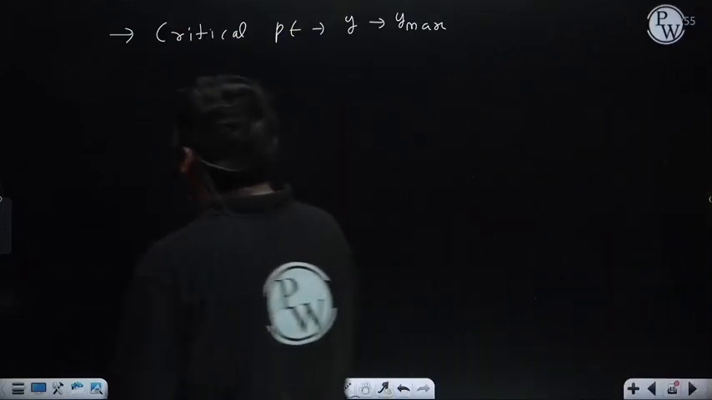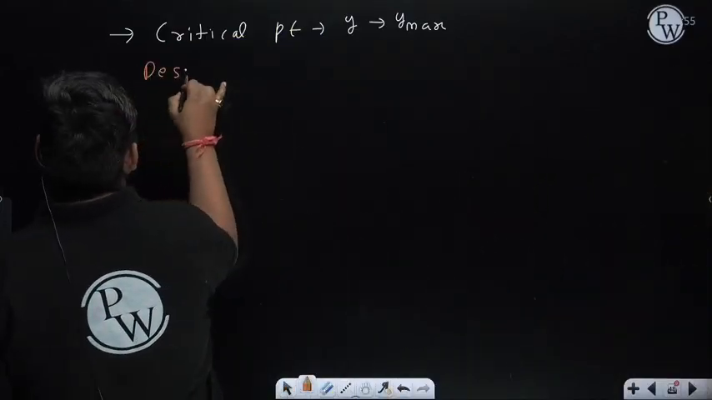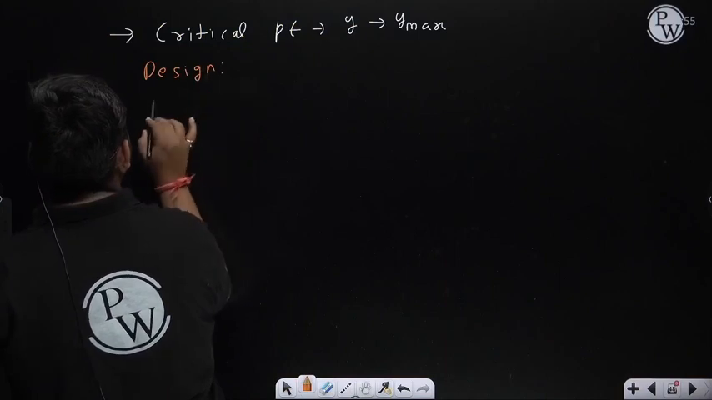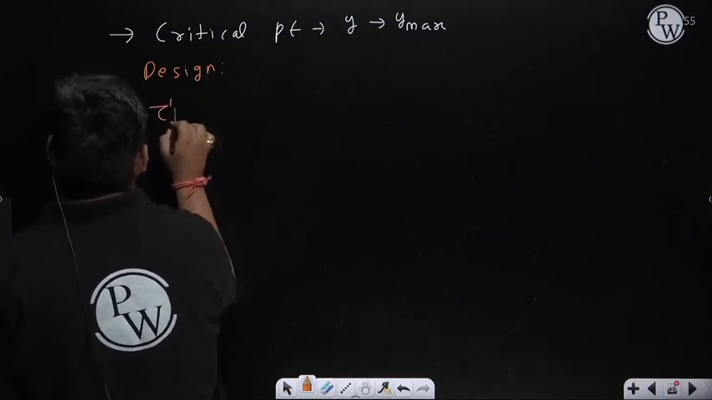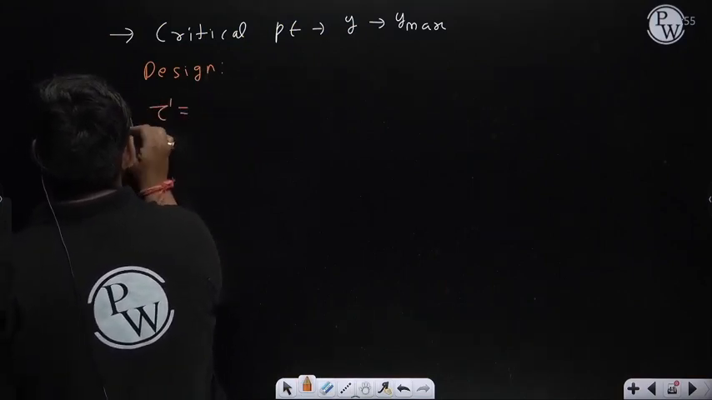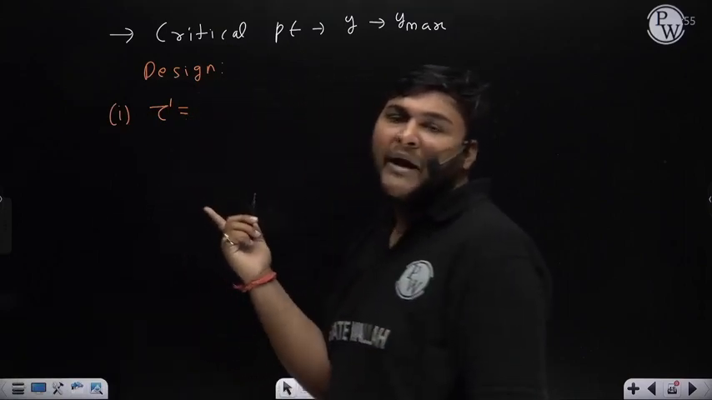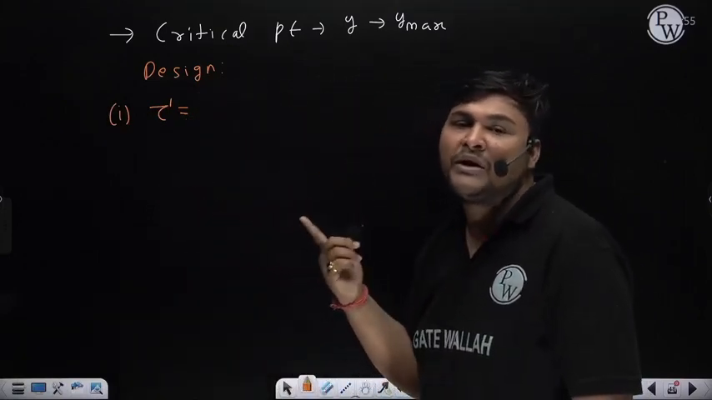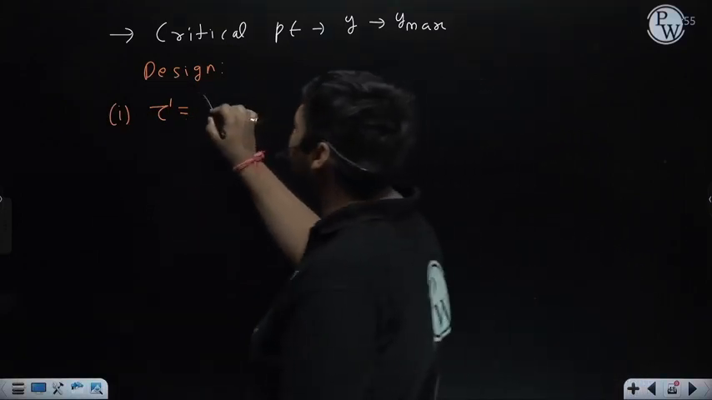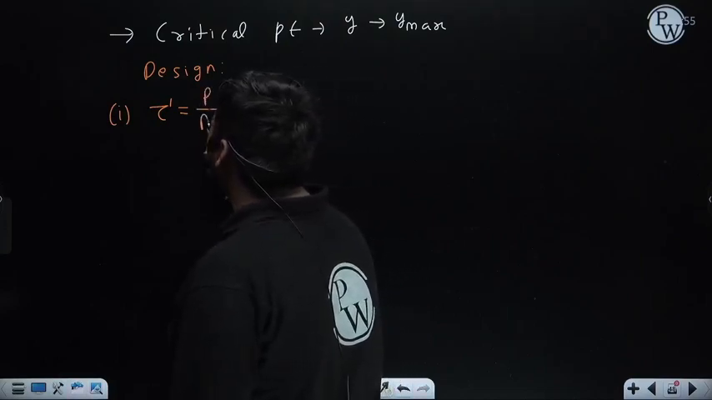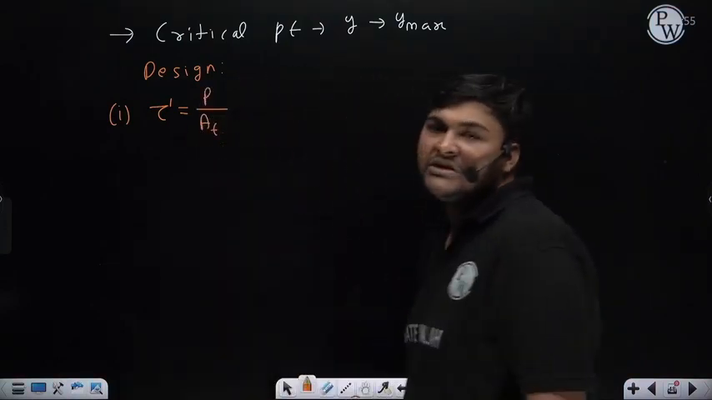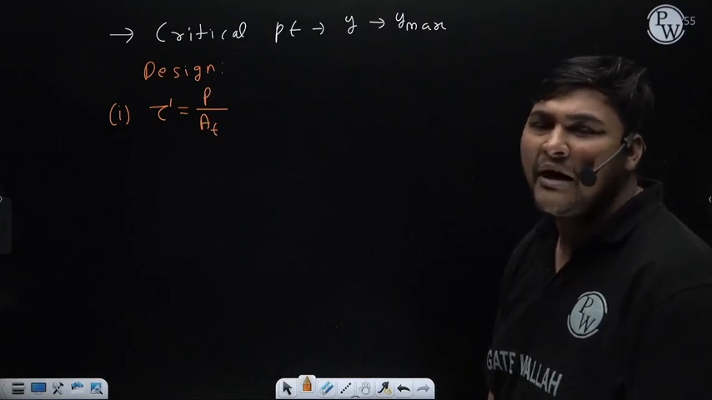Now for design, first calculate primary shear stress at the critical point. But primary shear stress at each point will be the same, so it will also come the same for the critical point. And the formula to calculate this primary shear stress is P divided by the area of throat. So it is the primary shear stress at the critical point because it will be the same at each point.